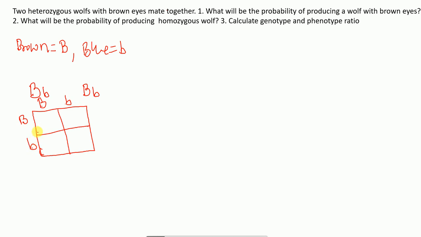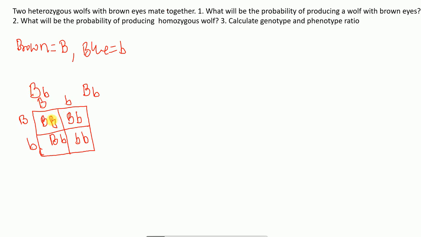Now this capital B will multiply with this capital B, so here it will be capital B and capital B, whereas this capital B will multiply with this small b, so we will have capital B and small b. Here we have small b, which will multiply with capital B, so this will be capital B and small b, whereas this small b will multiply with this small b, so we will have small b and small b. So this is our Punnett square now.